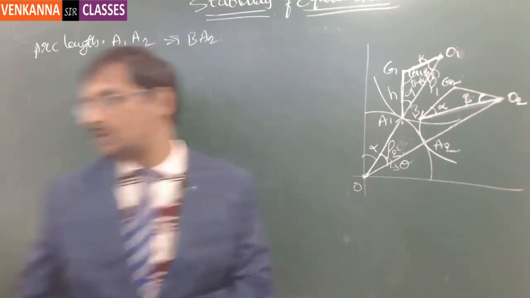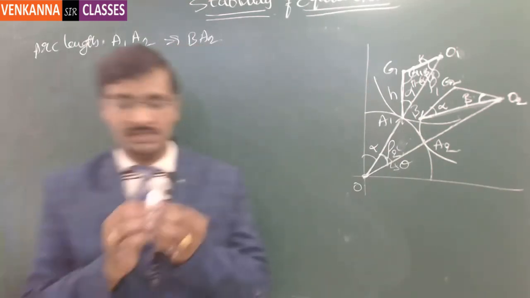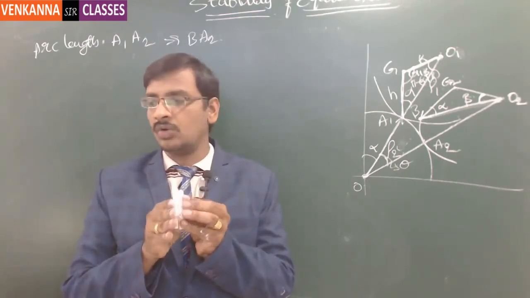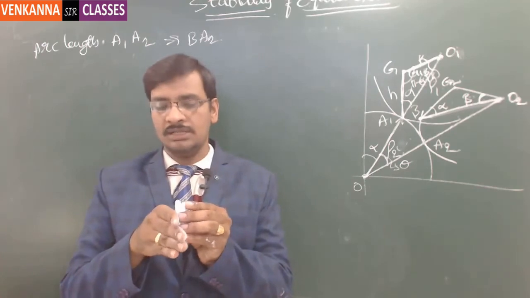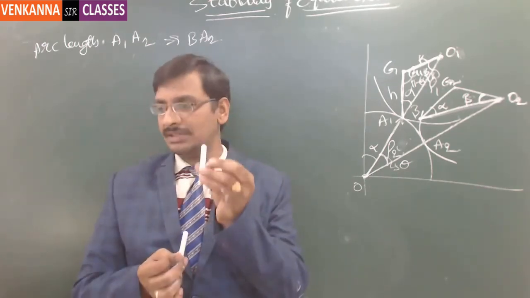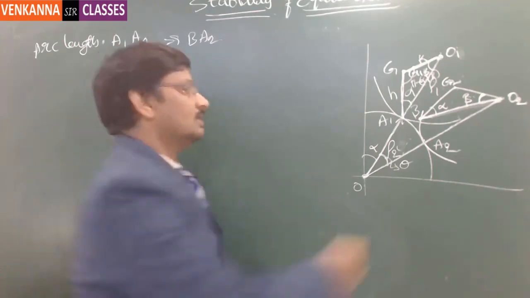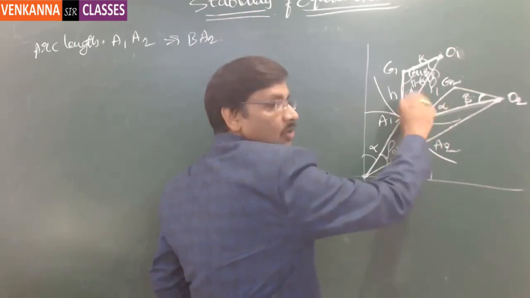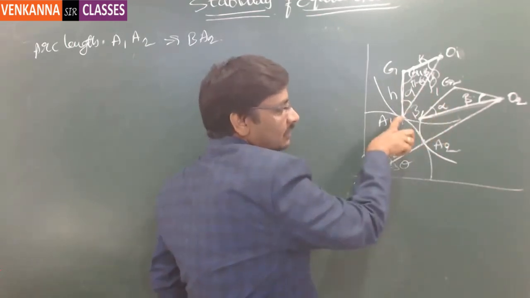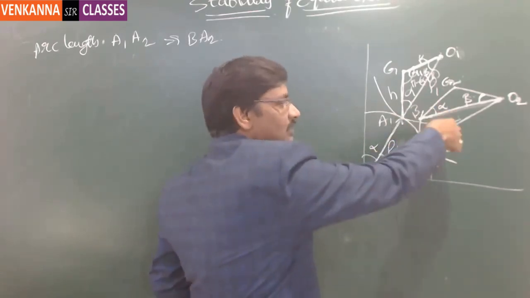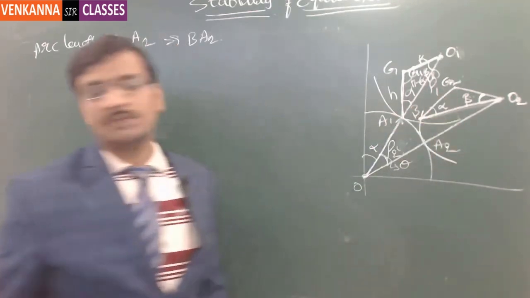See this, suppose these two chalk pieces are there. Now these two are rolling on top of each other, right? Then whatever length is traced by this chalk piece is exactly equal to the length traced by this one as well. That means the same rotation happened, so the same length covered by the bottom surface is going to be covered by the top surface as well.